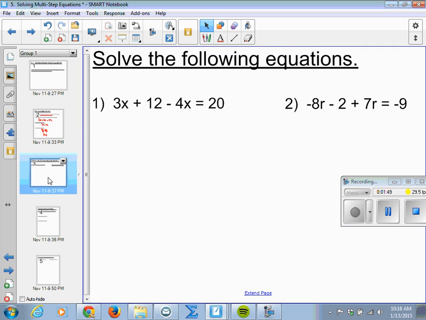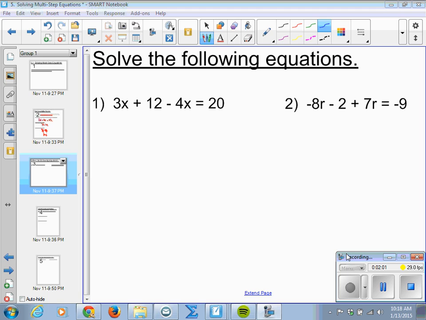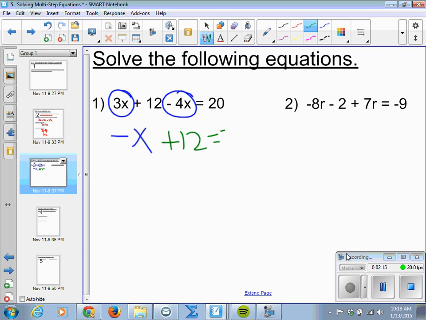So go ahead, and we're going to solve these. Okay, let's combine like terms to solve. If you guys want to pause the video and try them on your own, you can. Or you can let it run and solve with me. I see my like terms here of 3x and negative 4x. Do not forget the negative sign. Gives us negative x. And we just have that plus 12 equals 20.